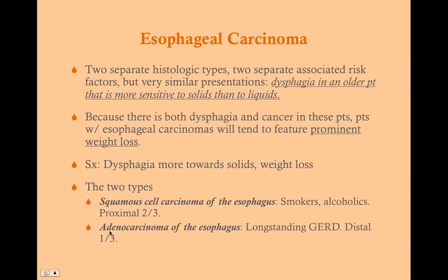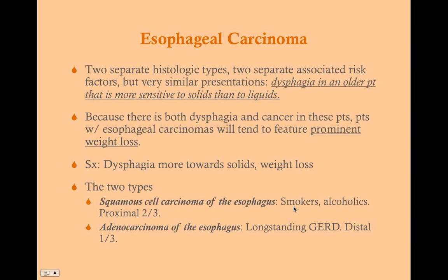So you can look at this as adenocarcinoma. It shows up in the bottom 1/3, and the reason is because of the long-standing GERD. So you get the acid hitting up against the esophagus, you get those changes, those squamous to columnar changes, and eventually you get Barrett's esophagus and you proceed to adenocarcinoma. Whereas with squamous cell carcinoma, it's more directly associated with the carcinogens in smoking and in alcohol.